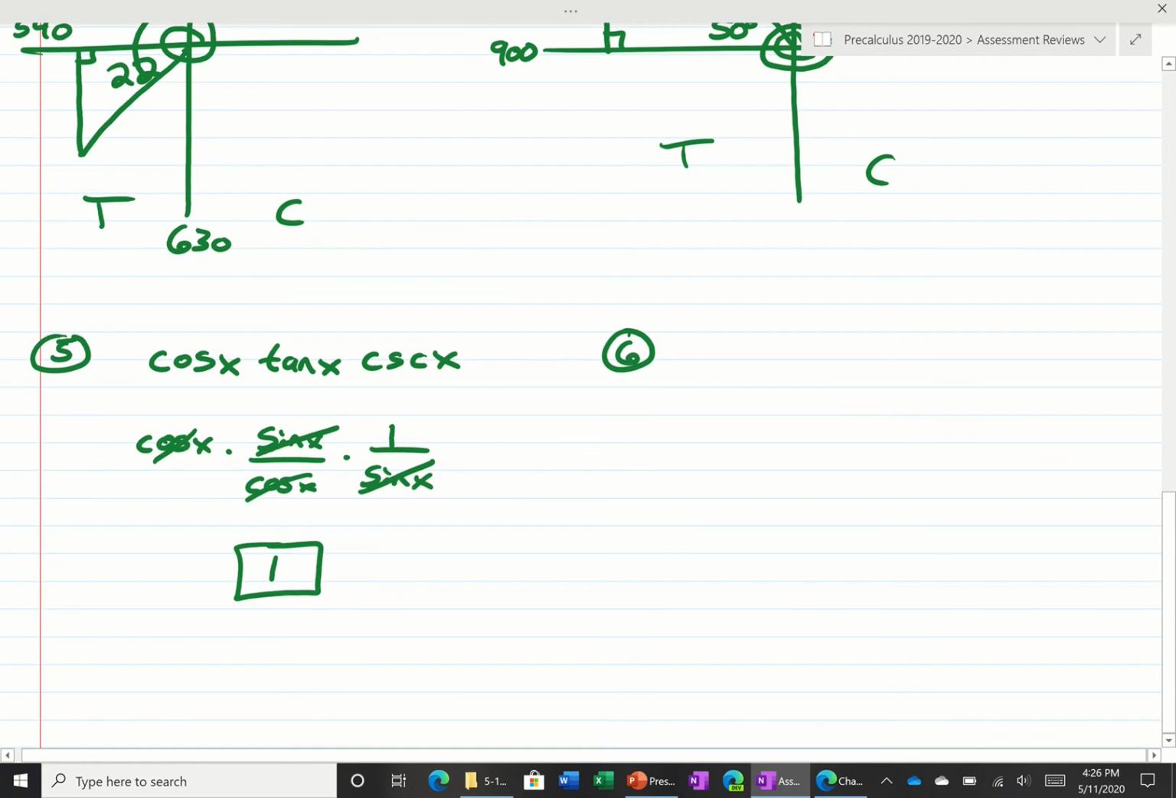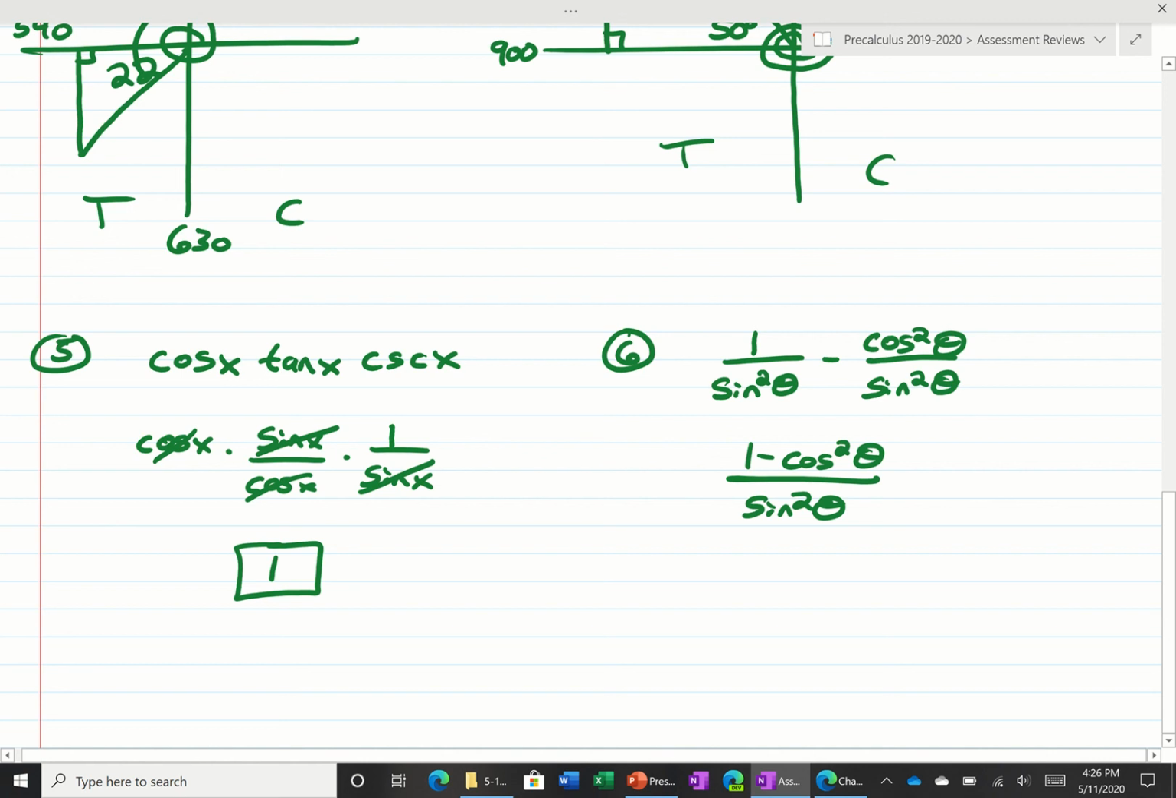And for problem number 6, it says simplify 1 over sine squared of theta minus cosine squared over sine squared. Well, 1 minus cosine squared of theta, it's the same denominator, so we can combine them. And I know sine squared plus cosine squared is 1, so 1 minus cosine squared is just sine squared. We get sine squared over sine squared, which is just 1.